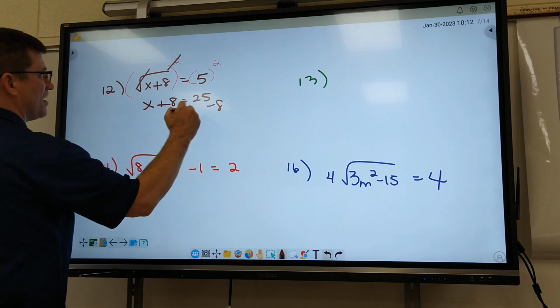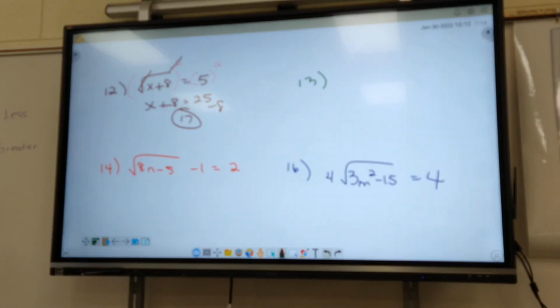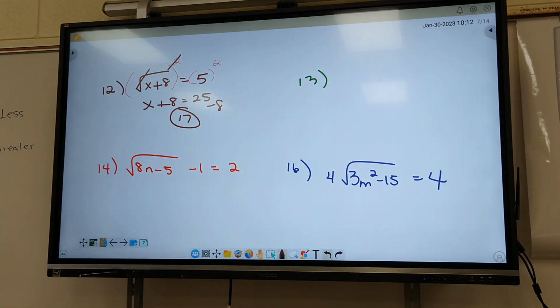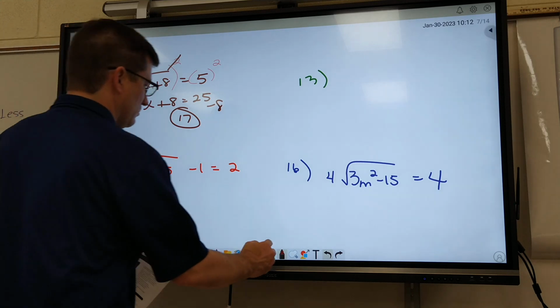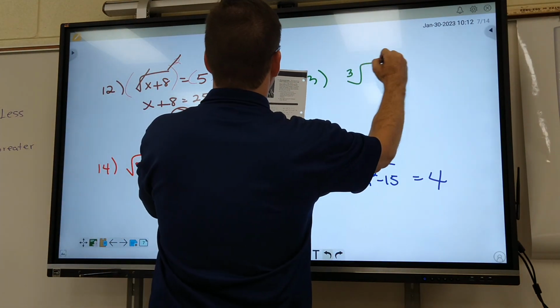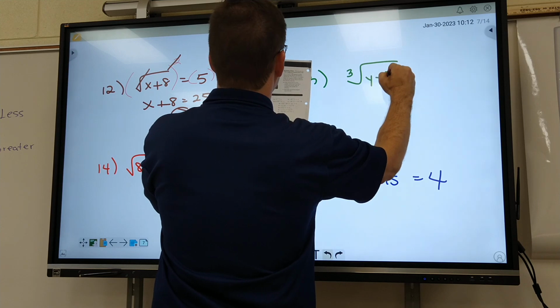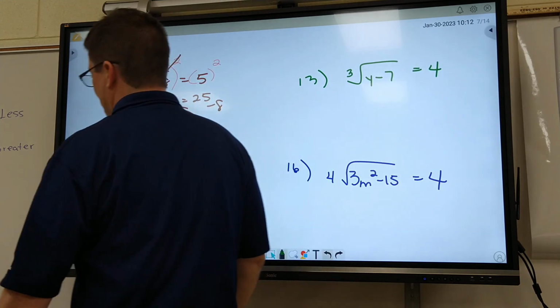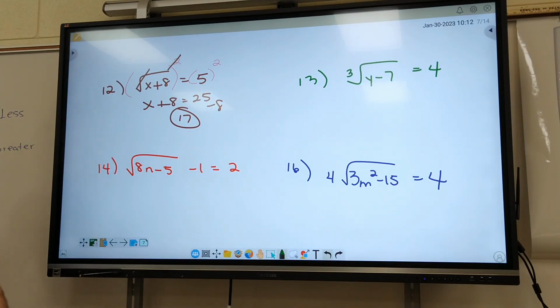All right, last, just move your plus 8 over. That's a minus 8. All right, I got 17 on number 12. You guys can see it's pretty much just a one-step problem. All right, Matthew, look at 13. How is 13 different? It's got a cube this time.